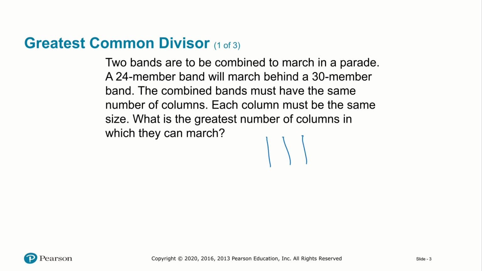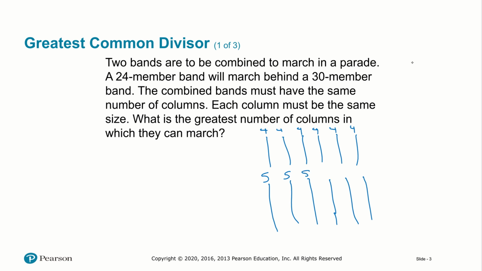So we'll have 1, 2, 3, 4, 5, 6 columns. This is the 24-member band, each having 4 members, right? And let's say 2, 4, 6, right? And the 30-member band is also going to be broken up into 6 columns, but there are more people there, so each of those columns is going to have 5 members in it. Like so.